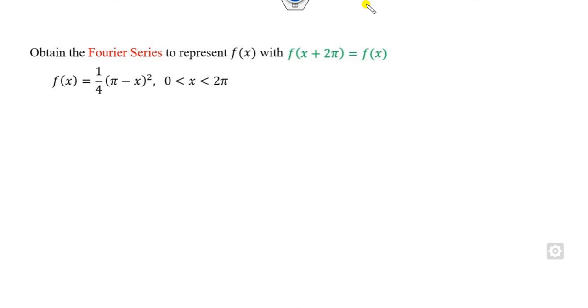Okay, look at this one. Can this function be an even function? No, because you can see, what is f of minus x? It is 1 over 4 pi plus x, which is not the same as f of x. So it means we need to compute a0, an and bn, all.